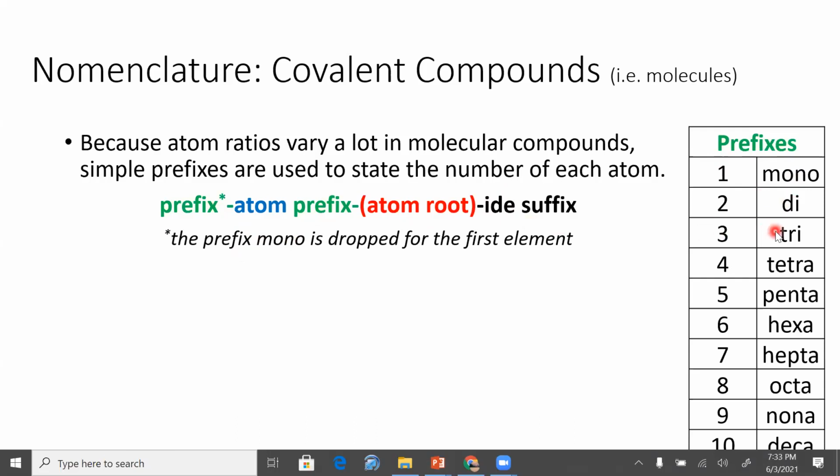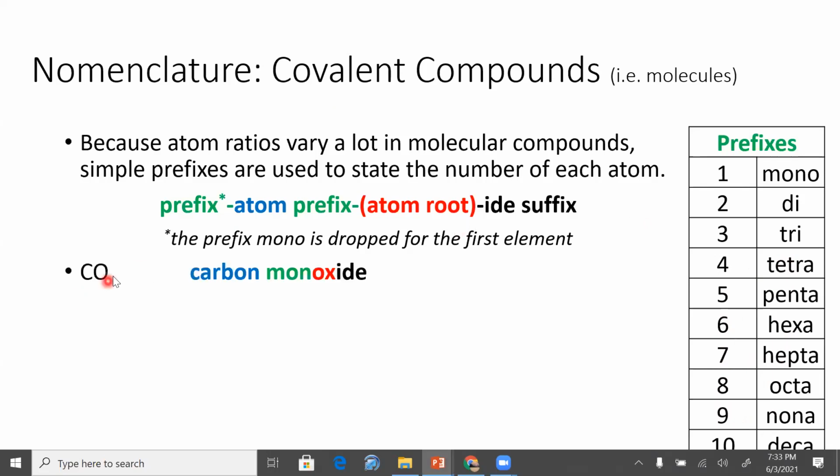3 is tri, 4 is tetra, 5 is penta, 6 is hexa, 7 is hepta, 8 is octa, 9 is nona, and 10 is deca. And a lot of those are probably familiar, maybe from geometry classes and things like that. And we're going to be using those prefixes. So let's look at some examples.